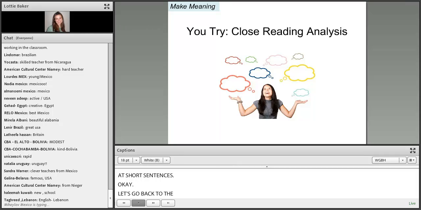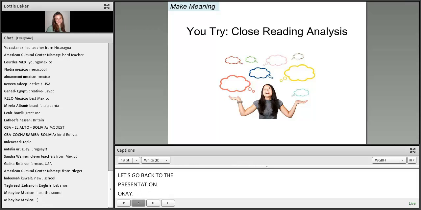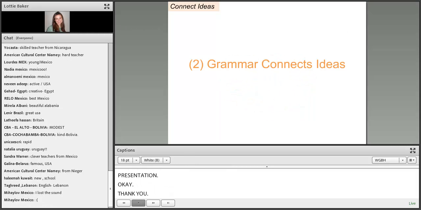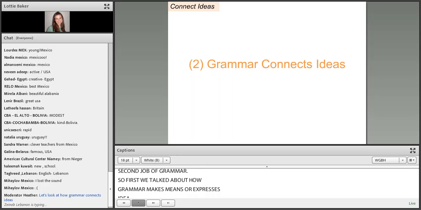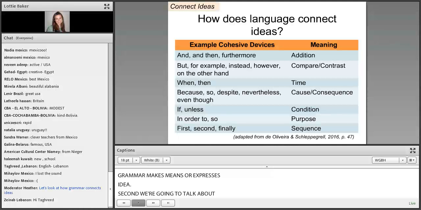Okay, thank you, Lauren. Okay, so next, we're going to talk about the second function or the second job of grammar. So first, we talked about how grammar makes meaning or expresses ideas. Second, we're going to talk about how grammar connects ideas. So how does language or grammar connect ideas?